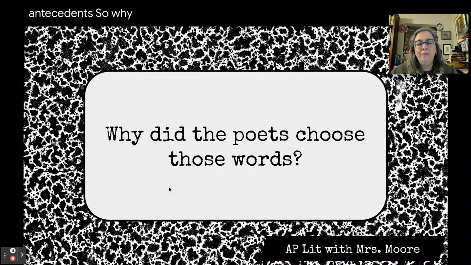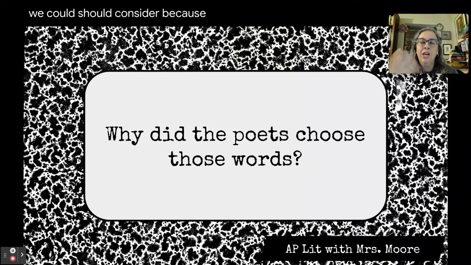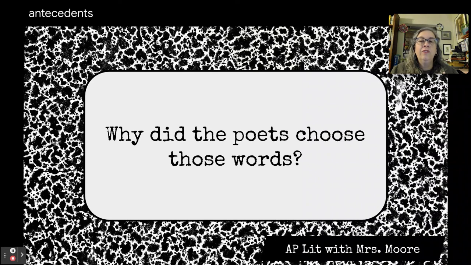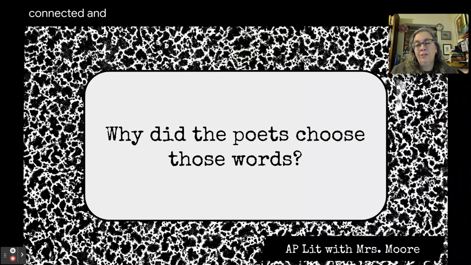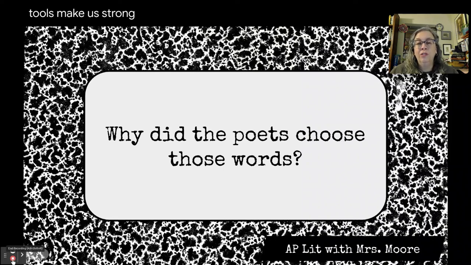So why did poets choose those words? This is always something that we should consider, because we want to know what's actually being referenced. We want to get more meaning by studying those reference and antecedents more carefully. And then we want to see how concepts are being connected and emphasized through the use of repetition and alliteration. These tools make us stronger literary analysts.